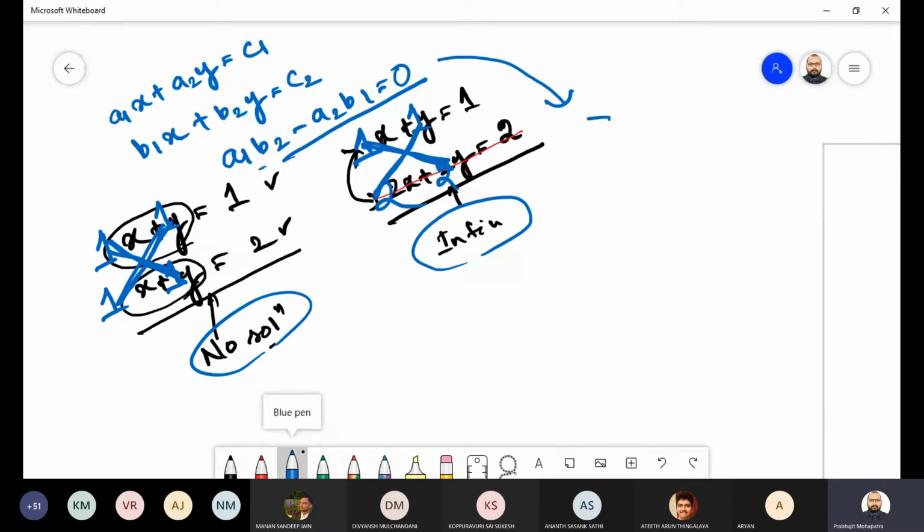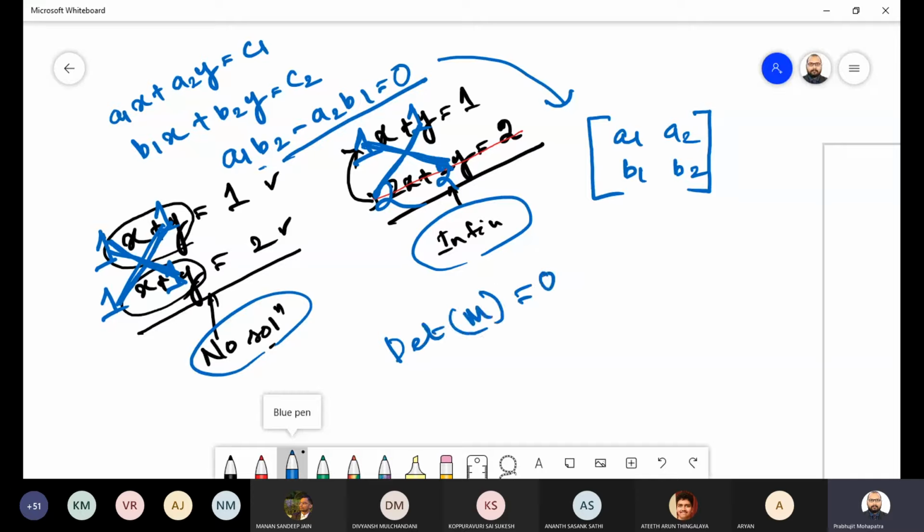And what is this? This is nothing but the determinant of the matrix. a1 b2 minus a2 b1 is the determinant of the matrix. So if the determinant of the matrix is 0, what can be the possible solution? It can have no solution, or it can have an infinite number of solutions. But if the determinant of the matrix is non-zero, that implies it always has a unique solution.